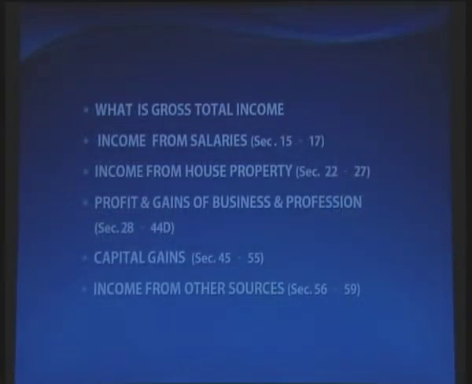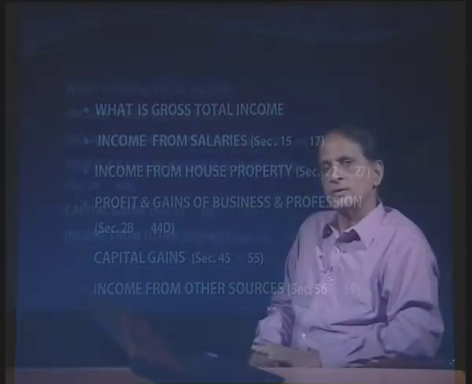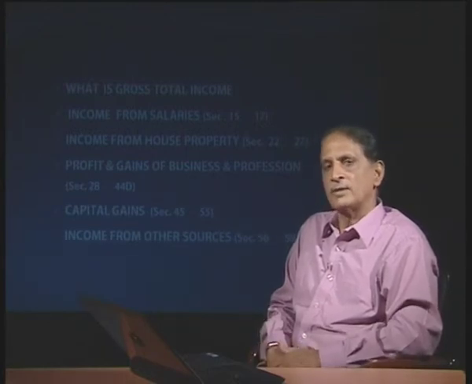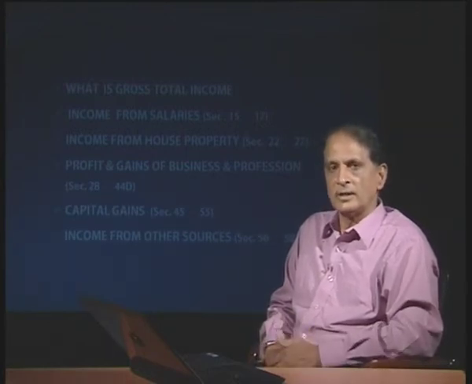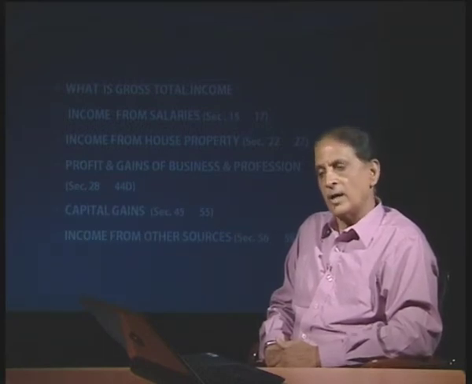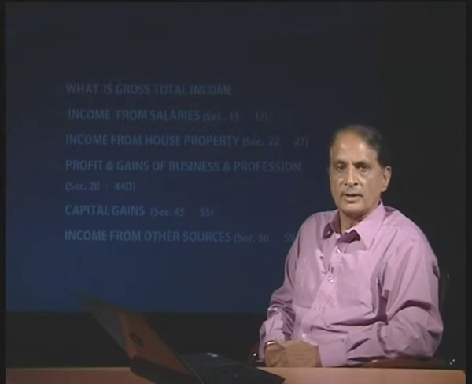Profits and gains of business and profession, and this is covered by sections 28 to 44D. Now, if any assessee earns income by doing some business and professional activities, or if he is involved in some professional activities, whatever he earns is taxable under the head income from business and profession. And for this purpose, we have to refer to sections 28 to 44D.